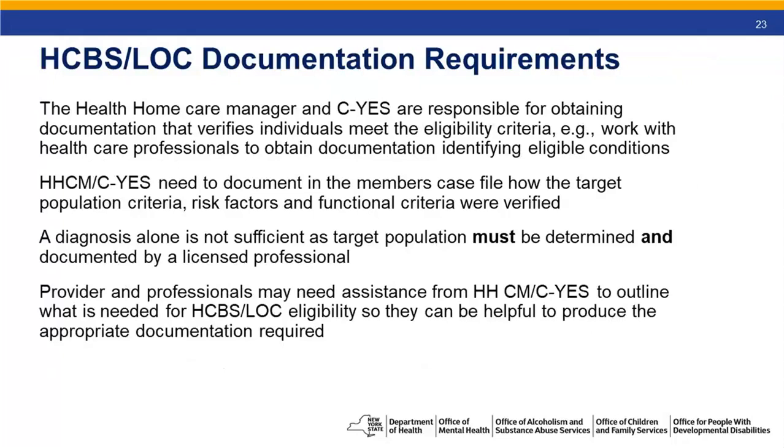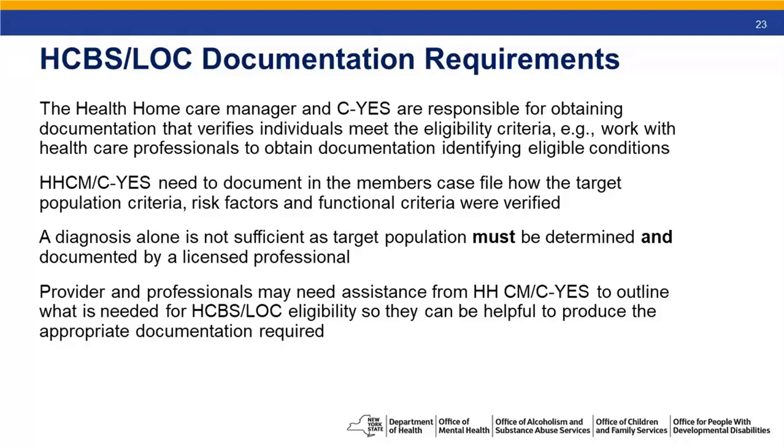Again, I think I've mentioned this, but it's incumbent upon the person doing the HCBS eligibility determination, so our health home care managers or CS, to obtain all the documentation that verifies the individual meets the requirements of the target population, the risk factors, and the functional criteria, unless it's those two populations that the DDRO handles. But you, as the health home care manager or CS, are still required to have that documentation and ensure it is in the case file for that member.